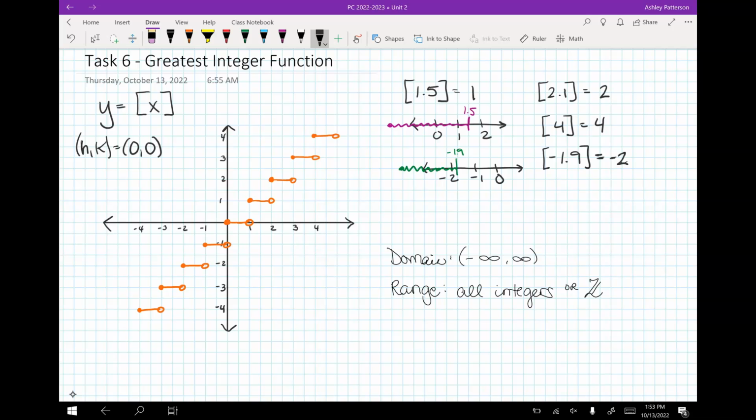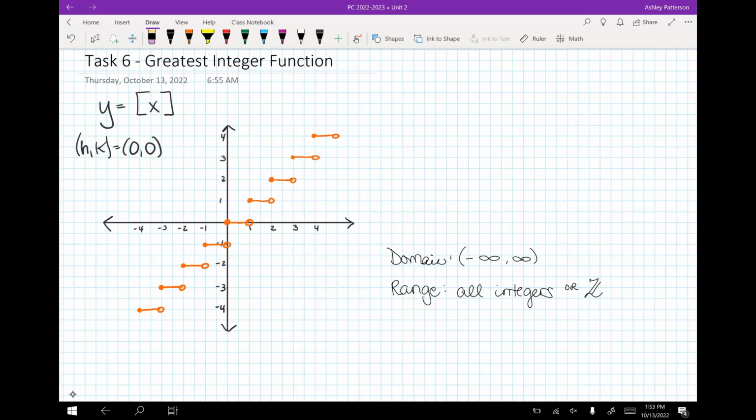Well, question for you, because now we have to be able to do this with transformations, but I didn't give you a parent table, so how am I supposed to do this? Think about what your transformations are. We have A, which is our vertical stretch, compression, reflection. We have B, which is our horizontal stretch, compression, reflection. You have H, which is that horizontal shift. And you have K, which is the vertical shift.